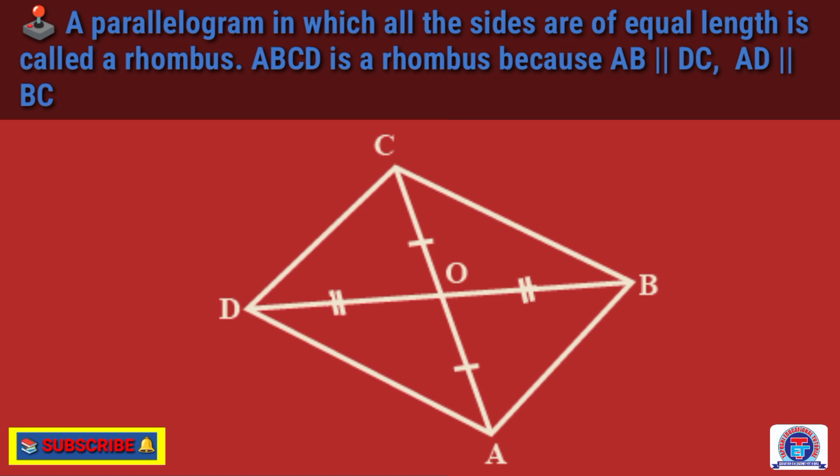In this given figure, ABCD is a rhombus because AB is parallel to DC, AD is parallel to BC, and AB is equal to BC is equal to CD is equal to DA, right?